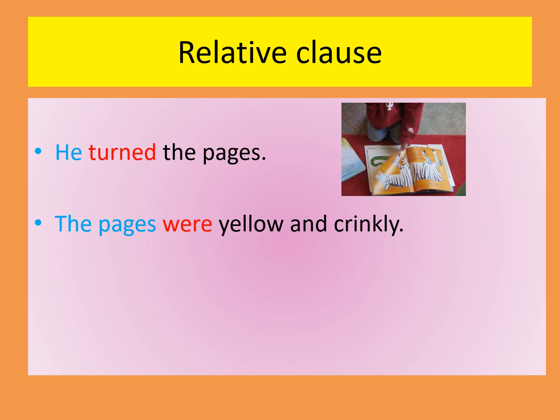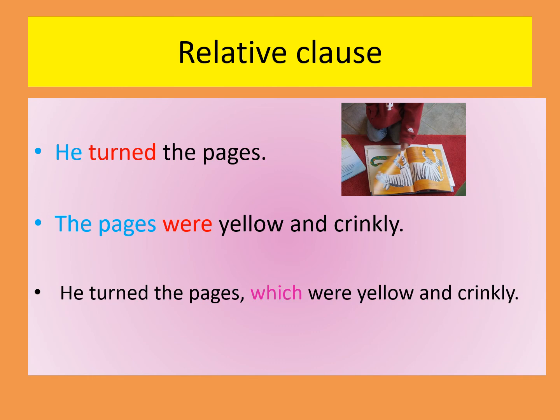Now I will join these two clauses using a relative clause. He turned the pages, which were yellow and crinkly. So in this, which were yellow and crinkly is a relative clause. It is giving more information about the noun pages. So a relative clause gives more information about a noun or a pronoun in the main clause.